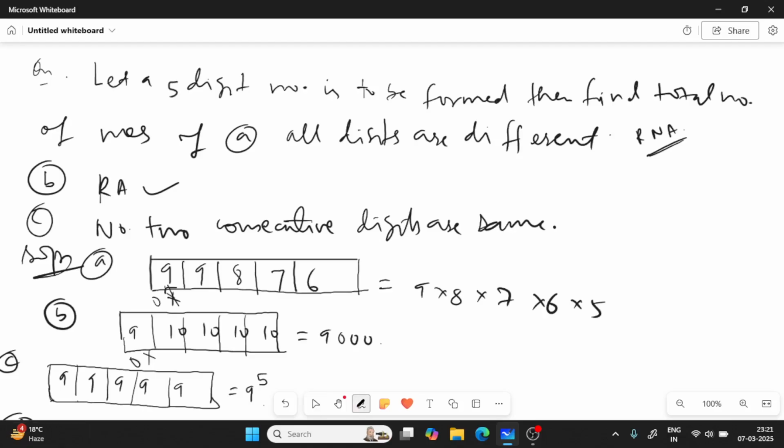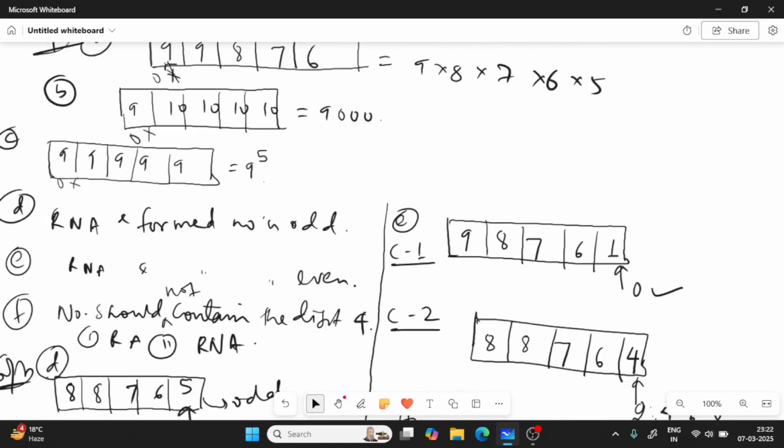Third case is telling no two consecutive digits are same. So the number which will be placed here cannot be placed here. So here zero cannot be written. So total 9 ways. Now the digit which would be used here cannot be used here. So here we will have 9 ways. Again 9, because two consecutive digits must not be same. So whatever digit will be put at the left place cannot be put at the right place. So similarly, we will have 9 into 9 into 9, total 9 to the power 5. Okay, next.